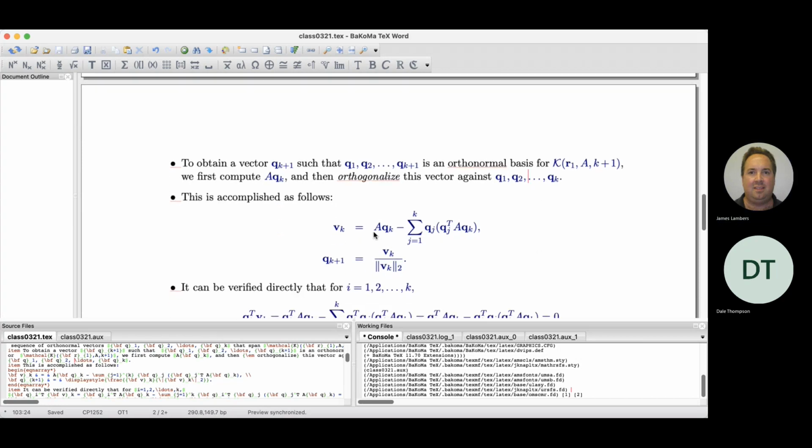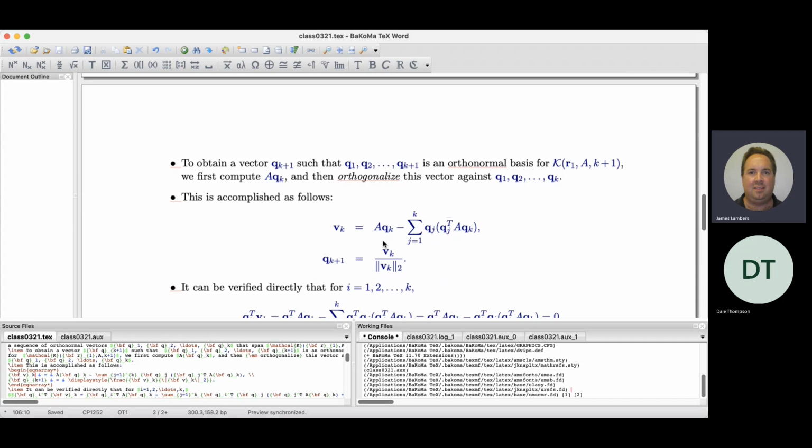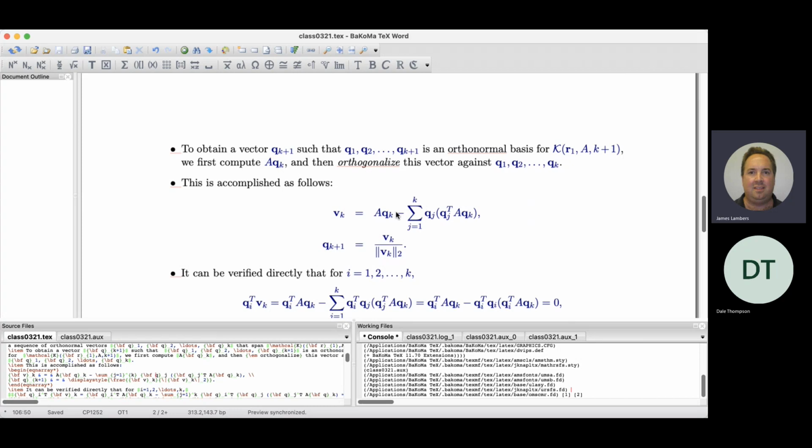So what I do is subtract from A qk the projection of A qk onto all of my previous orthonormal directions. So qj transpose times this vector projects A qk onto the one-dimensional subspace spanned by qj. And those subspaces come from vectors that are orthogonal to each other. So I just subtract each one of these projections off. That's exactly Gram-Schmidt. And now I have a vector vk that is orthogonal to all of the previous q's, q1, q2, up to qk. If this is heading in a direction that I want, I just need to normalize it, which I do here, and now I have qk plus 1.